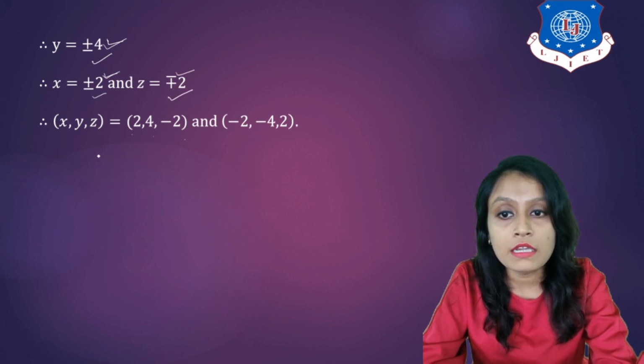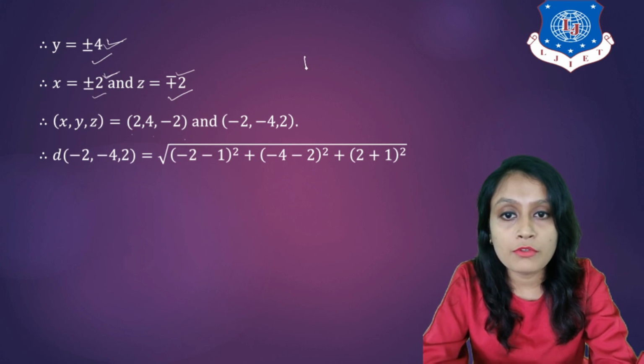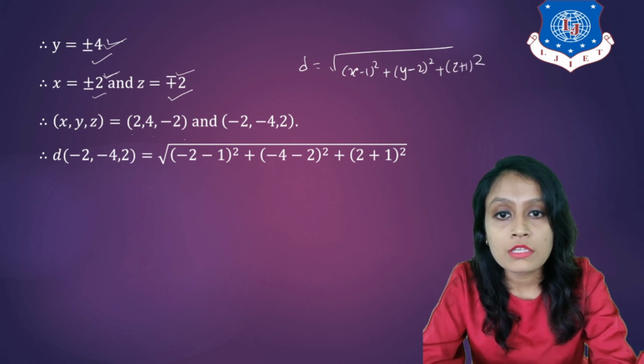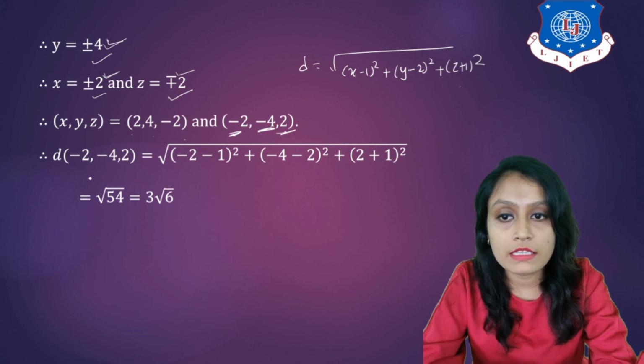Now we will find the distance. So now we know the formula of distance, that is under root of (x minus 1) square plus (y minus 2) square plus (z plus 1) square. Okay, so in place of x, y and z we have to write the point values. Firstly we have to solve this. So in place of x write down minus 2, in place of y minus 4, in place of z 2, and simplify it. So you will get the distance at this particular point, that is (minus 2, minus 4, 2), equal to 3 under root 6.